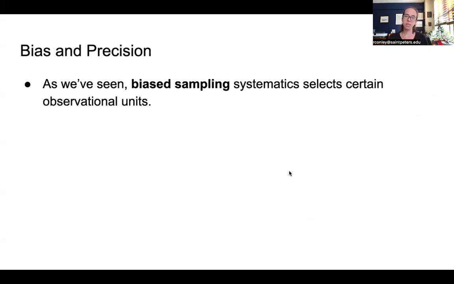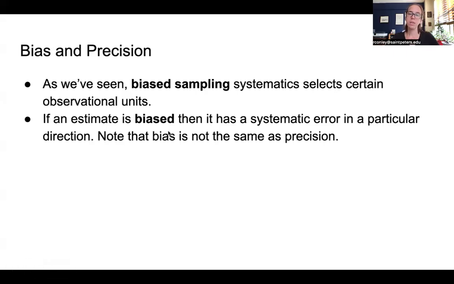We have seen some ways that sampling can go wrong. We've talked about biased sampling. To summarize, biased sampling systematically selects certain observational units, certain elements of the population, in a way that makes the sample not representative of the population. If an estimate is biased, so if a statistic is biased, that means it has a systematic error in a particular direction.